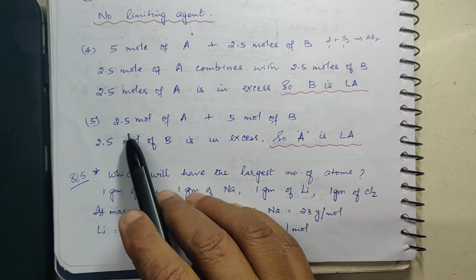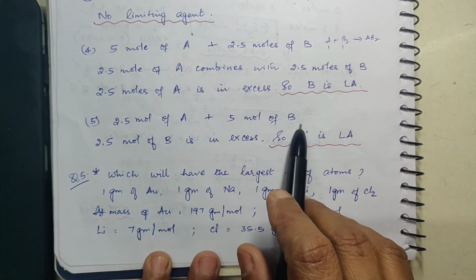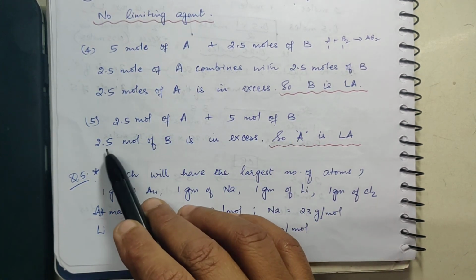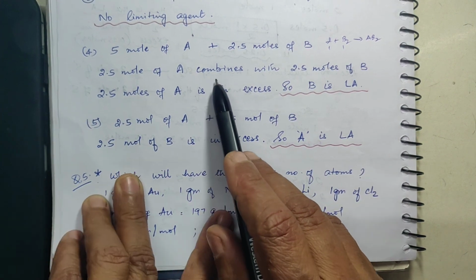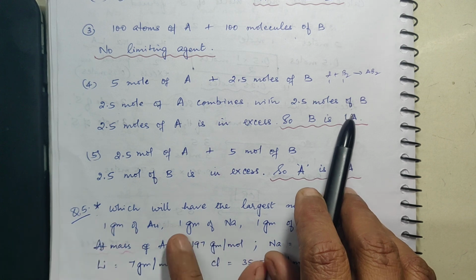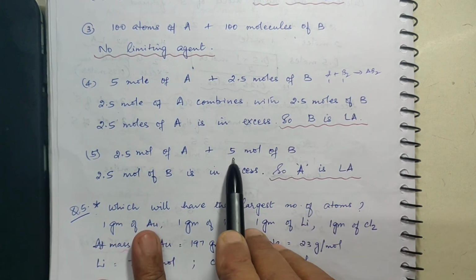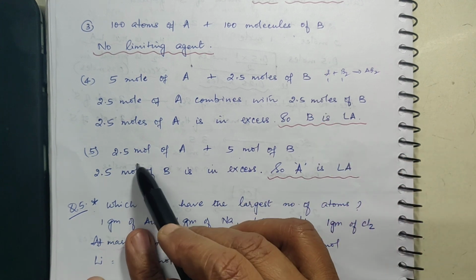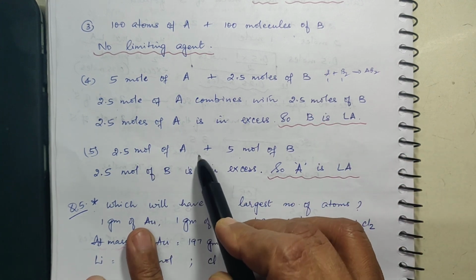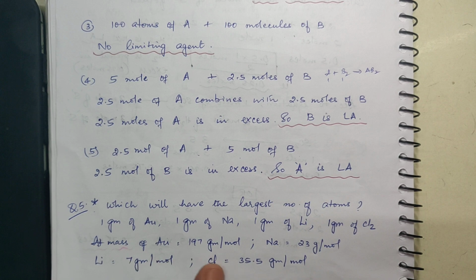Then the last part, 2.5 moles of A and 5 moles of B. You are having 2.5 moles of A and 2.5 moles requires how much? 2.5 moles of B. But you are having 5 moles of B. Now B is in excess. If B is in excess, which is the limiting agent? A is the limiting agent. Is that clear? So this is how you have to understand.